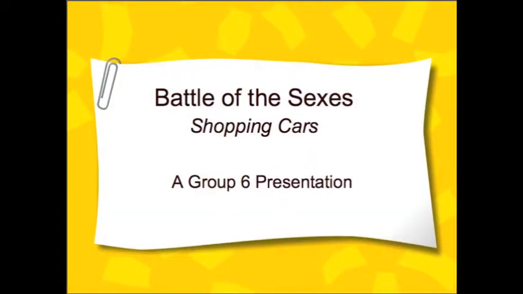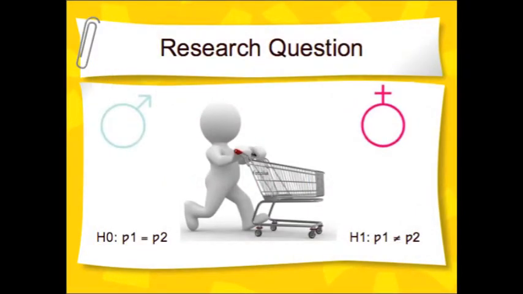Battle of the Sexes, Shopping Carts, a Group 6 presentation on using the chi-square test for independence with two proportions. For this project, we conducted a hypothesis test for the equality of two proportions. We used a chi-squared test in SPSS. We wanted to see if one gender tended to return their shopping carts more than the other.